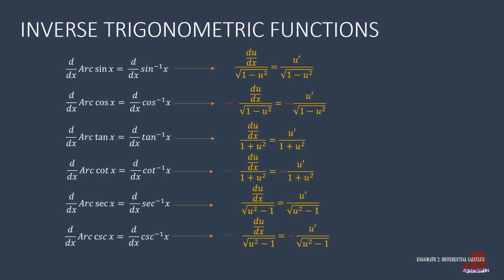Notice the pattern that the negative derivatives are again taken from the co-trigo functions. And checking each pair, the first two have the root of 1 minus the square. The second pair has the pattern of 1 plus the square. And the third pair has the root of the square minus 1.